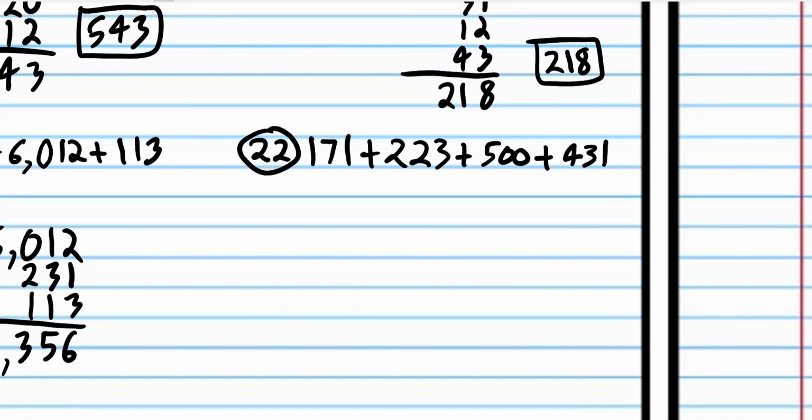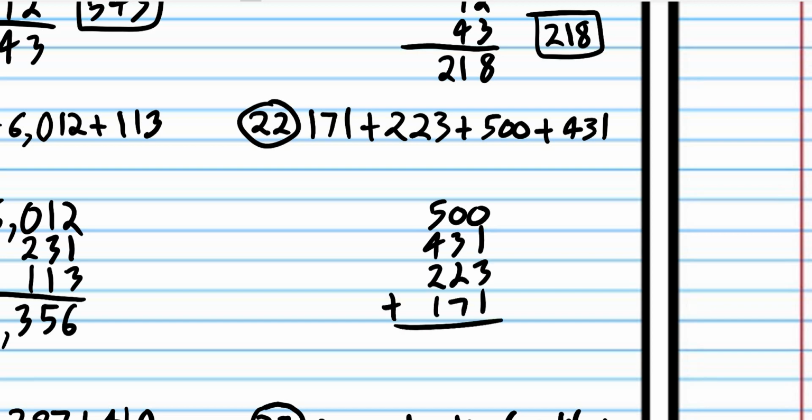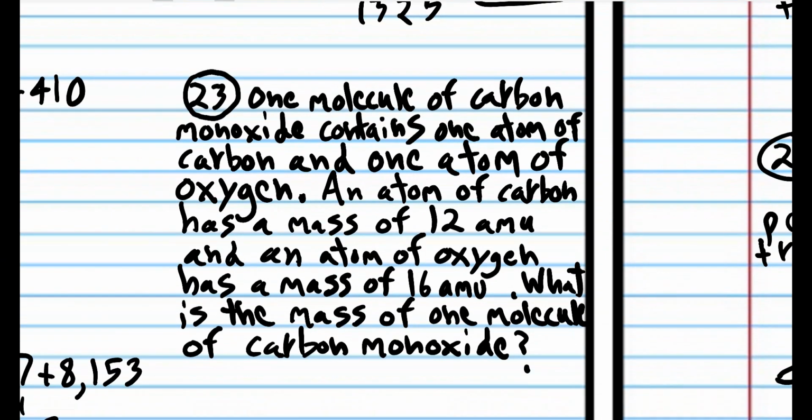All right. Pause the video, try the next one, and when you're done, we'll do it together. Oh yeah, that's right. 500 plus 431 plus 223 plus 171. Add the numbers in the ones place. 5, 12, 13. The answer is 1,325.